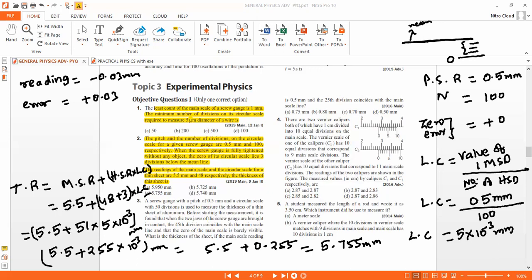Sir, if they give above, should we take negative? Yes, suppose if it is above, the reading will be plus 0.03, so the error will be minus 0.03.